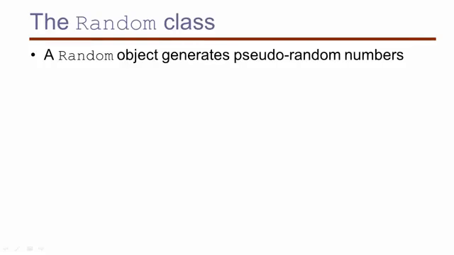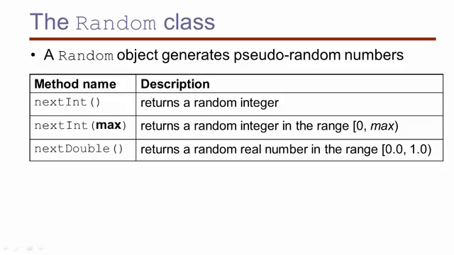To support the generation of random numbers, Java has the Random class. This class will allow us to generate what is known as pseudo-random numbers. That just means they are not truly random, but they appear random enough for all practical purposes. The Random class has many methods, but the more common ones are listed here. They are nextInt, which returns a random integer, nextInt, which takes an integer parameter, which we call max, and which returns a random integer from 0 up to but not including max, and finally the method nextDouble, which returns a random floating point value from 0 up to but not including 1.